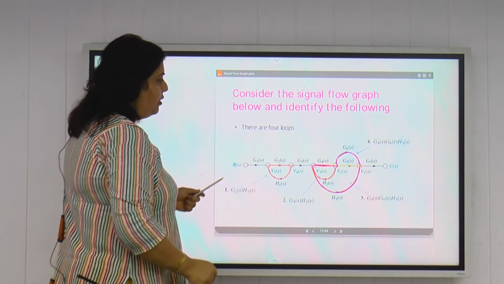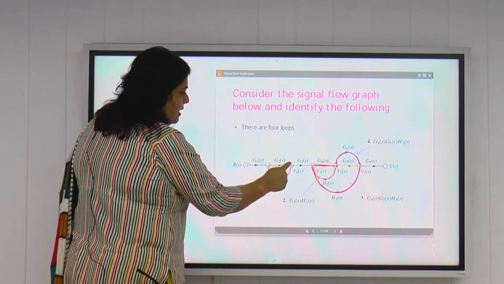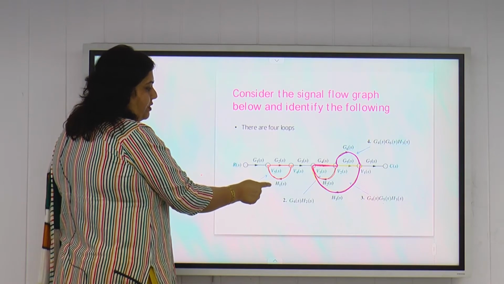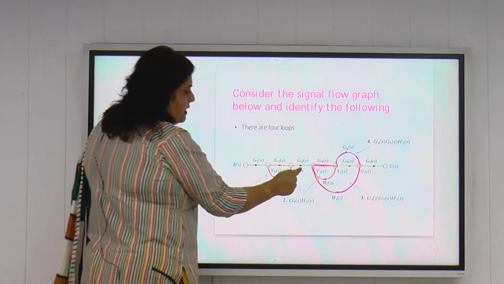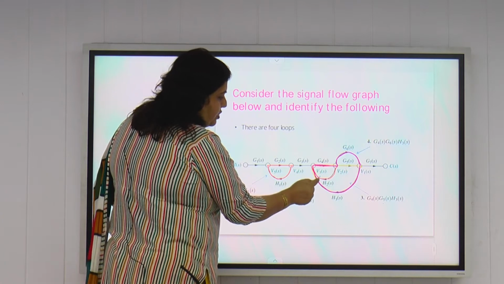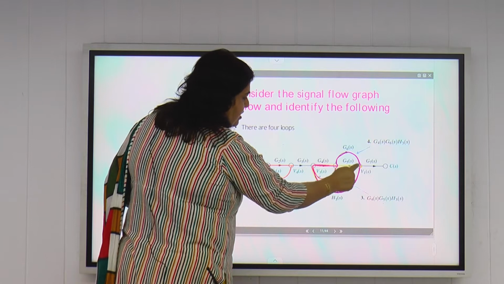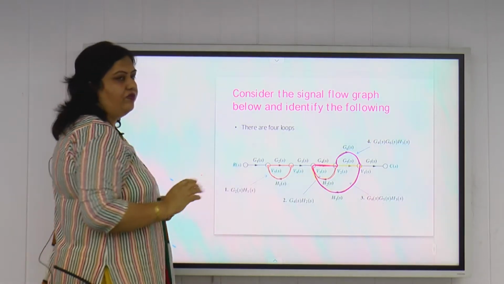Then we discussed loops. We have already discussed that this is the first loop. This is represented by red color. G2 H1 is the transfer function of this loop, or we can say loop gain. Second loop is this G4 H2. Third loop is this G4 G6 H3. And fourth loop is this G4 G5 and H3. So there are four loops here.